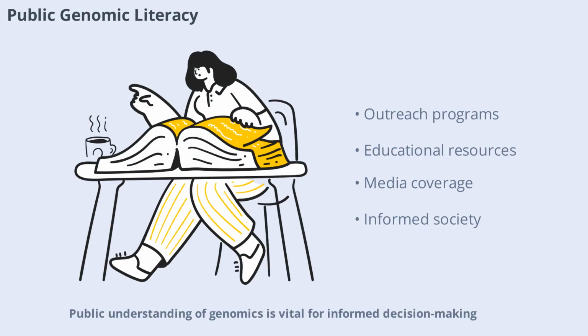Public understanding of genomics is vital for informed decision-making. Outreach programs, educational resources, and media coverage help demystify genomic science. By increasing genomic literacy, society can better engage with the ethical, legal, and social implications of genomic research.